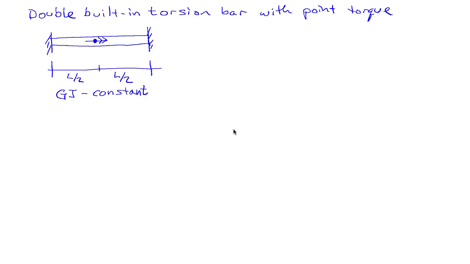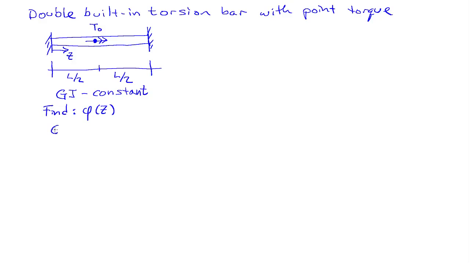In this video, I'd like to consider the behavior of a torsion bar that is built in at two ends and subjected to a point torque. So we'll put a point torque right in the middle, let's say T naught, acting in the center of the bar at L over 2, and we'll assume that the combination of G times J, the polar moment of inertia, is a constant. So we'd like to find the rotation field for this bar, as a function of position. We'll measure position Z from the left end.